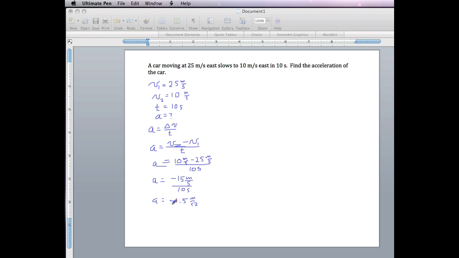The negative is important. The positive numbers up here were indicating east, 25 meters per second east, 10 meters per second east, and both of those were positive. Now we're getting a negative number, which indicates west. So the negative number indicates west.